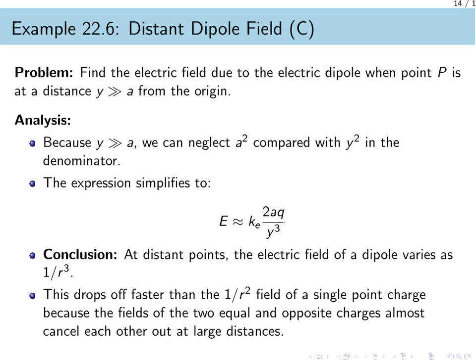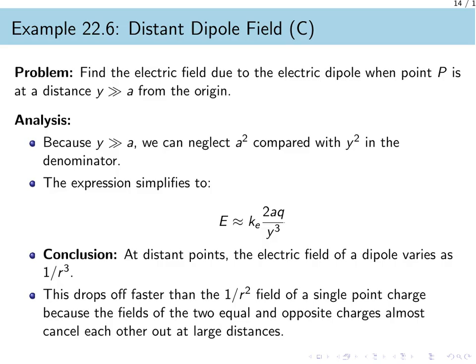Let us examine the electric field of the dipole at a distant point P, where the distance y is much greater than the charge separation distance a. Because y is very large, the a squared term in the denominator becomes negligible compared to the y squared term. By ignoring a squared, the expression for the electric field simplifies to k sub e times 2aq divided by y cubed. This demonstrates that at distant points, the electric field of an electric dipole varies proportionally to 1 over the distance cubed.